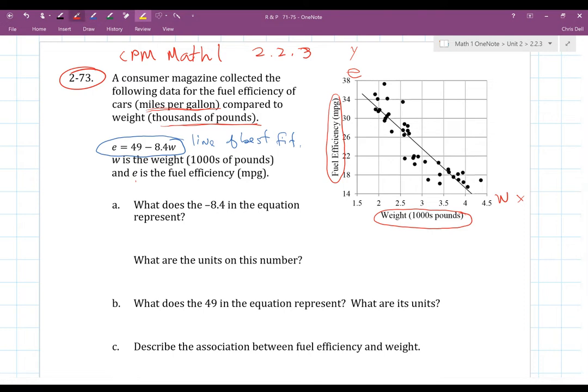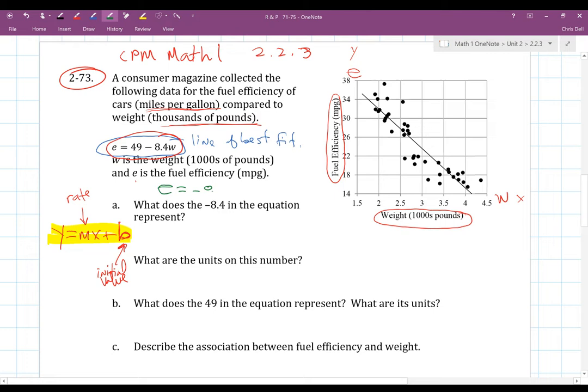If we think about the equation of a line, y equals mx plus b, m is always the rate, the growth rate, or the rate it's decreasing. The b term is always the initial value, or the y-intercept. So in my equation, E equals 49 minus 8.4 W, if I want to write it in y equals mx plus b form, it would be E equals negative 8.4 W plus 49. So we put the mx term first.